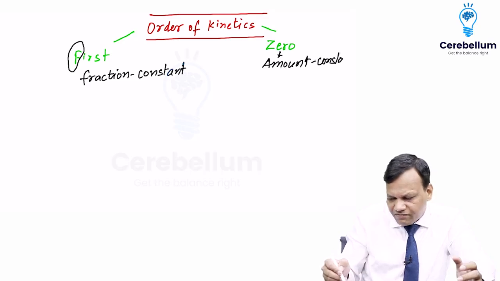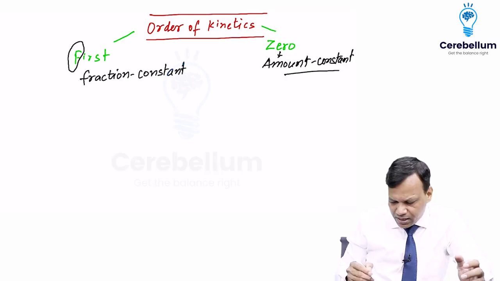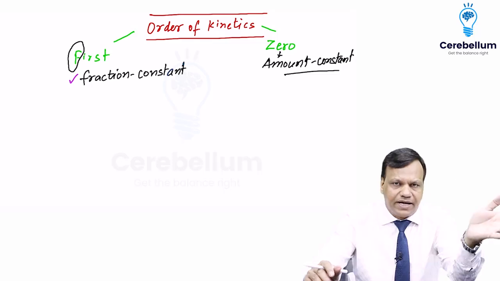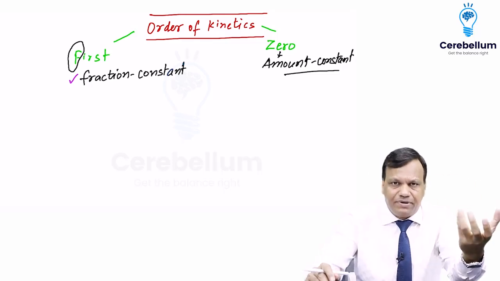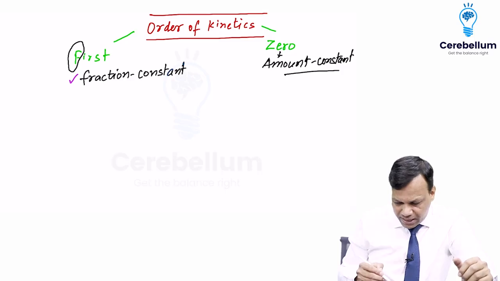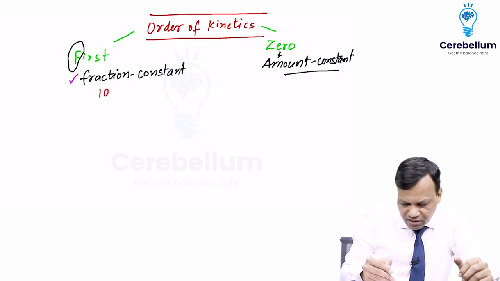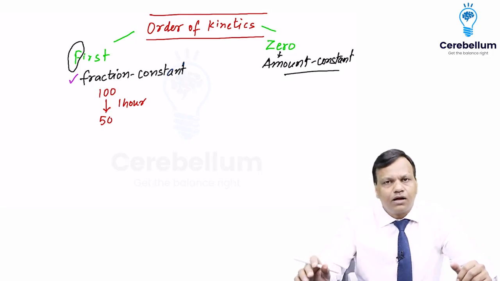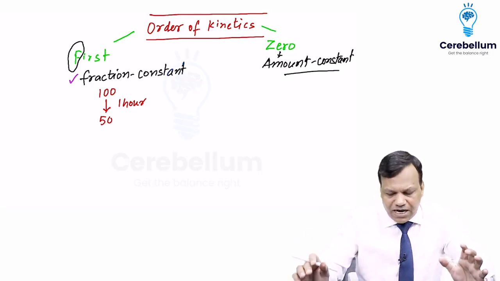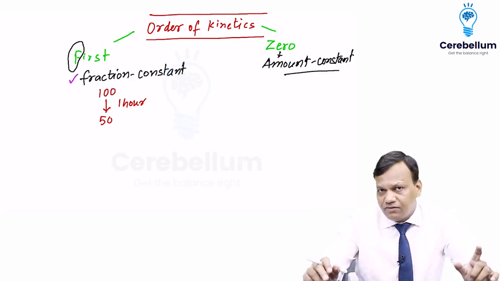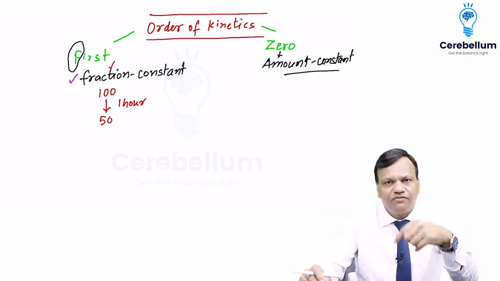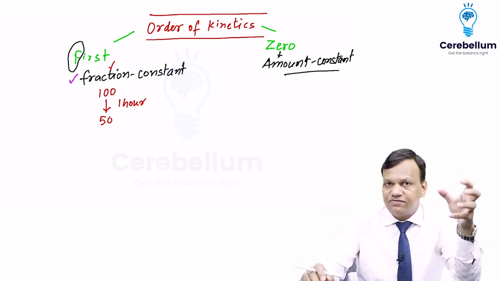Now, what do we mean by fraction is constant or amount is constant? Fraction is constant means in the same time, the same fraction will be eliminated. The same percentage will be eliminated. So we'll make it mathematical to understand. Suppose the initial concentration of a drug was 100 and it becomes 50 in 1 hour or 1 day, some same unit. So how much drug is eliminated? 50%. Fraction means percentage. So every hour 50% will be eliminated. That is first order kinetics.